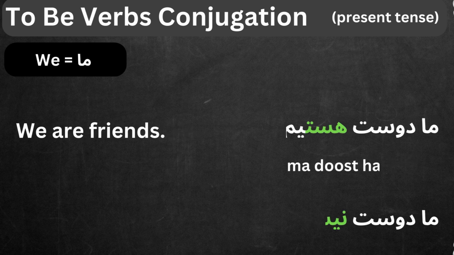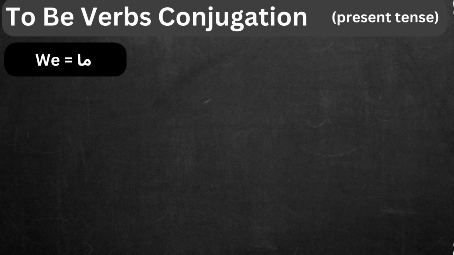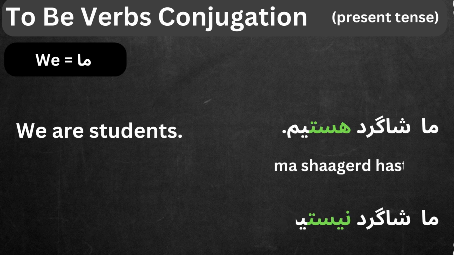ما دوست هستیم. We are friends. The negative form is ما دوست نیستیم. ما شاگرد هستیم. We are students. The negative form ما شاگرد نیستیم.